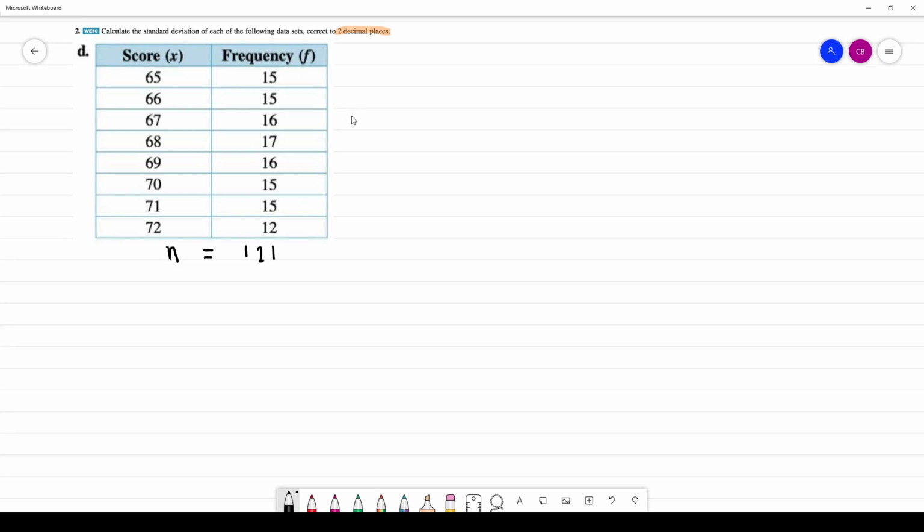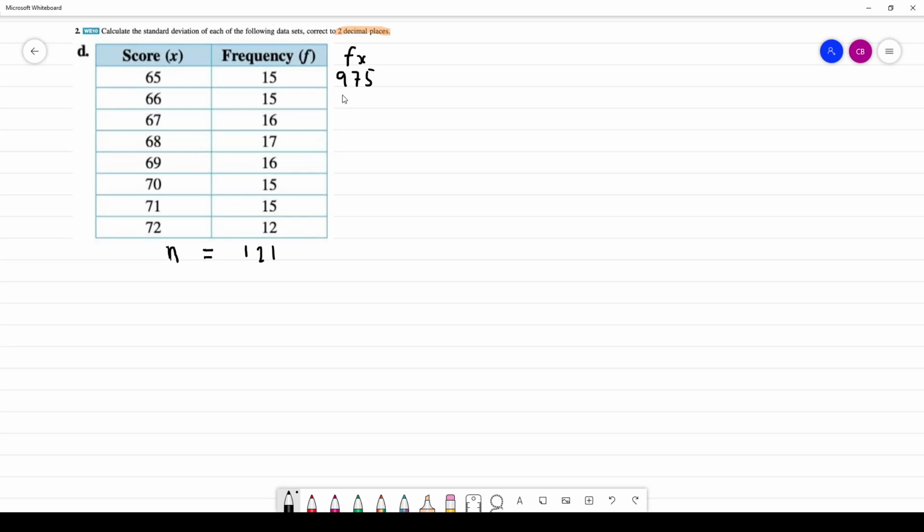So to do that really easily, we know that there's 15 65s. So this could have been a list of numbers, 65, 65, 65, 65, etc., until we've got 15 of them. So what we can do is work out this column over here, f times x. And that's just multiplying the score by the number of times it happens. And that'll tell you, 65 times 15. If you grab your calculator, that's just 975. And that's what 15 scores of 65 would add up to.